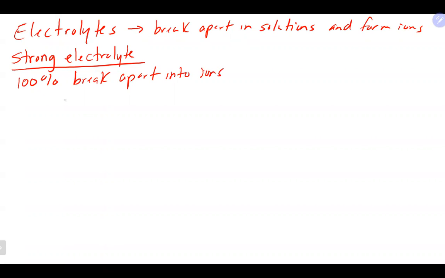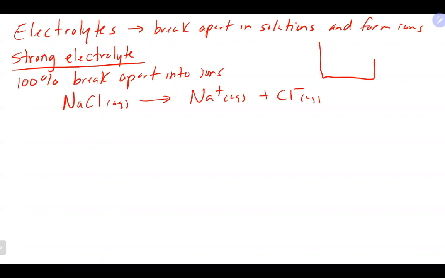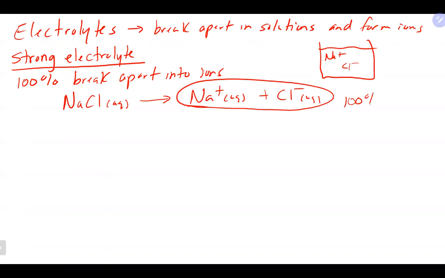So for example, if you had a sodium chloride solution, in the actual solution, the only thing that you have really floating around, like in that beaker, are the sodium ions and the chloride ions. 100% of what you have in that solution is just the ions by themselves. There is no sodium chloride unit still together.